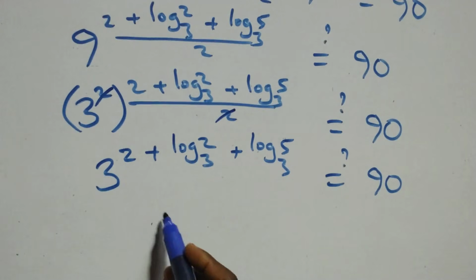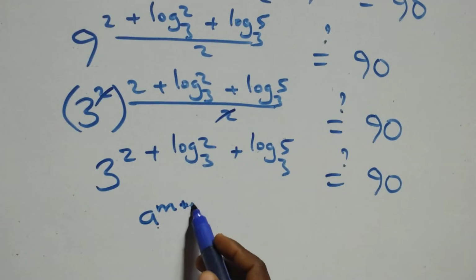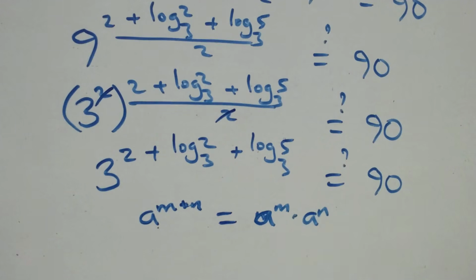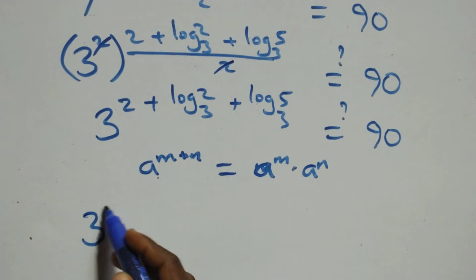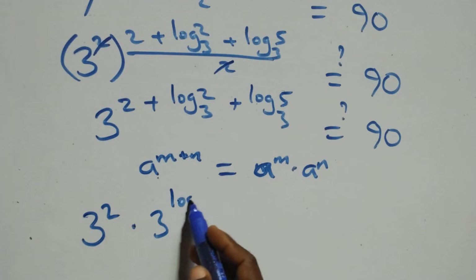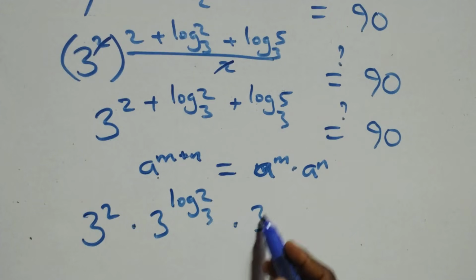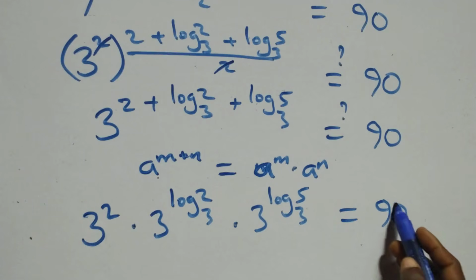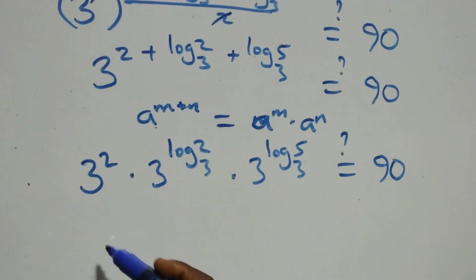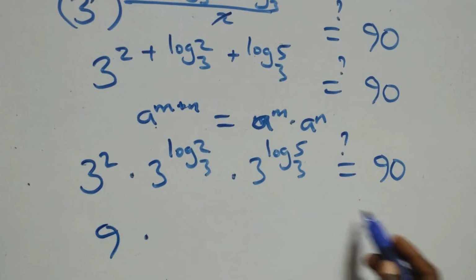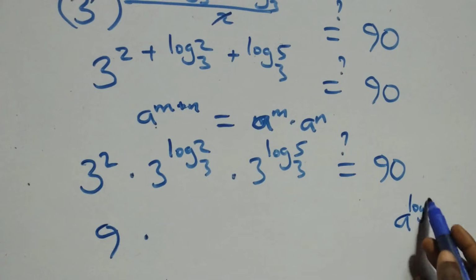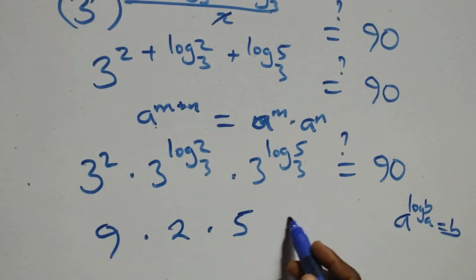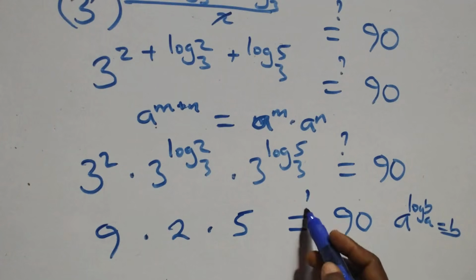Then this follows the law of indices. When we have a raised to power m plus n, this is the same thing as a raised to power m times a raised to power n. As this, here we have 3 squared times 3 raised to power log 2 base 3 times 3 raised to power log 5 base 3. Is it equal to 90 on this side? Then 3 squared, that's 9, times, this follows when we have a raised to power log b to base a is equal to b. That is, here we have 2 times 5. Is it equal to 90 on this side?